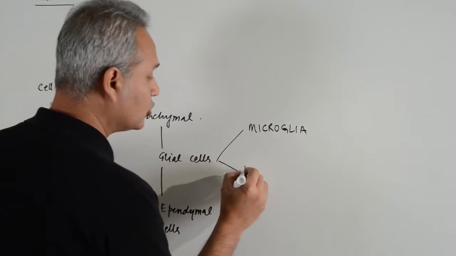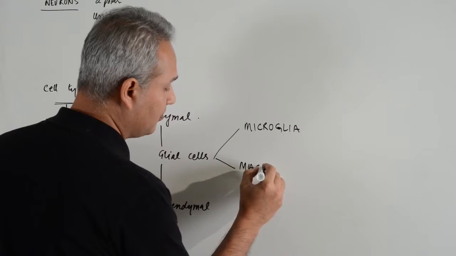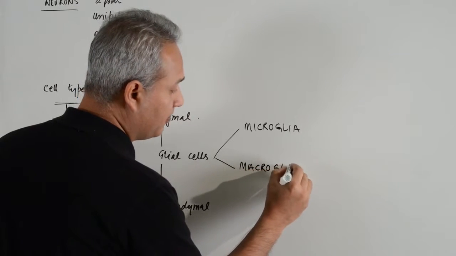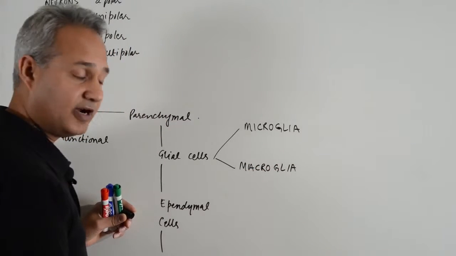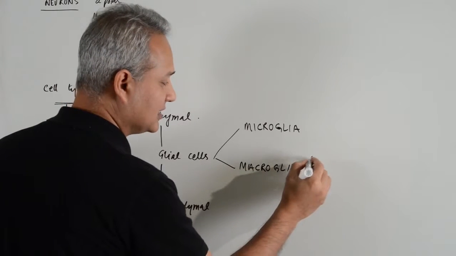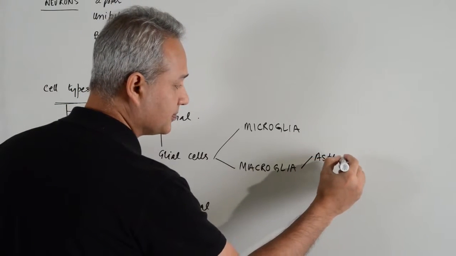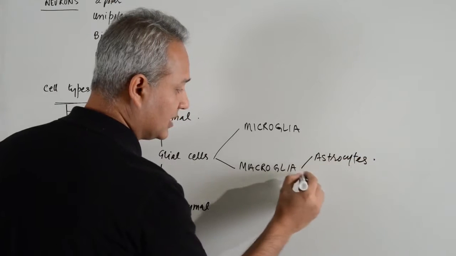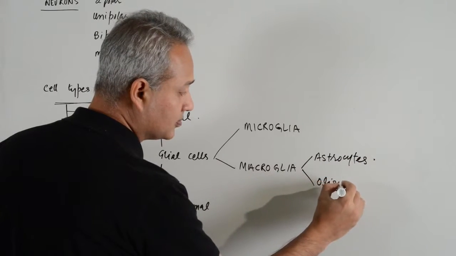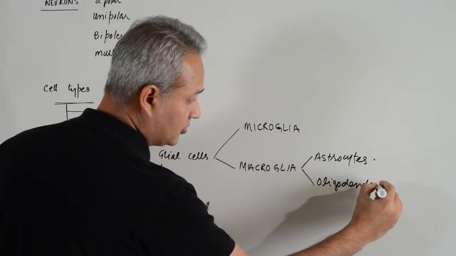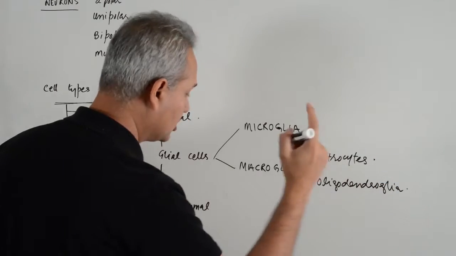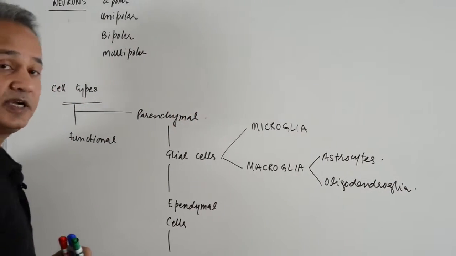Then are the macroglia. Macroglia are further divided, and the most important cells in there are astrocytes and then oligodendroglia. We'll talk about them in a second. Then are the ependymal cells.